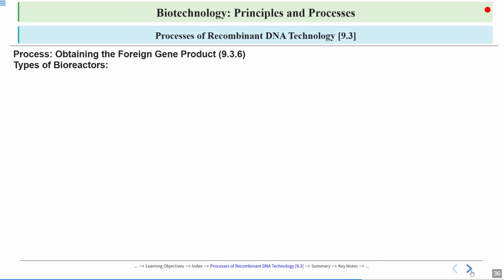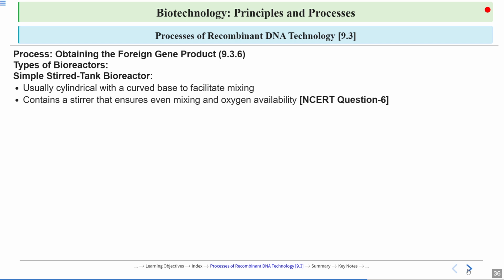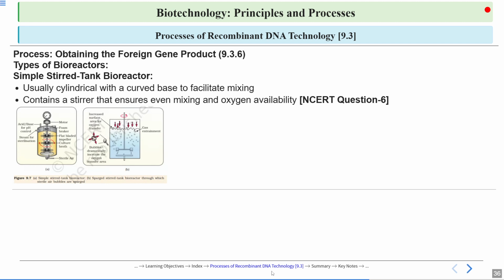What are the types of bioreactors? In NCERT, it's mentioned that we have, first, the simple stirred tank bioreactor. It is usually cylindrical with a curved base so that it can facilitate proper mixing. It contains a stirrer that ensures even mixing and oxygen availability. In this diagram, you can see the simple stirred tank bioreactor. It is cylindrical and its ends are curved. It has a stirrer. The stirrer rotates so that oxygen mixing happens properly, and every cell has availability of oxygen.